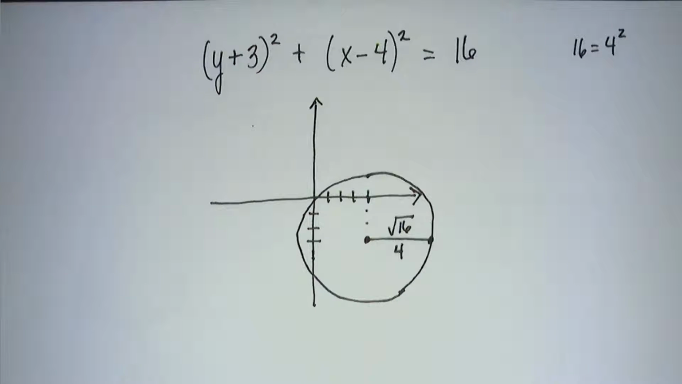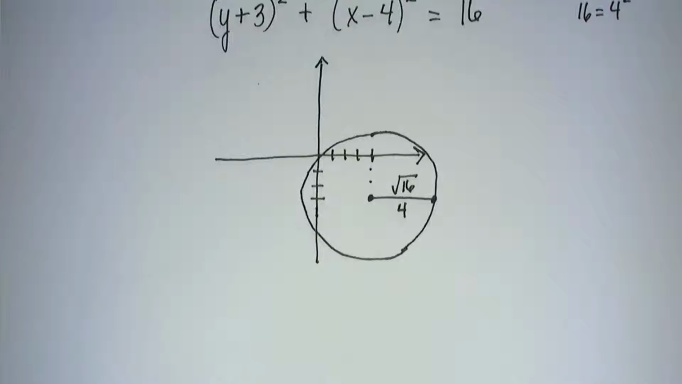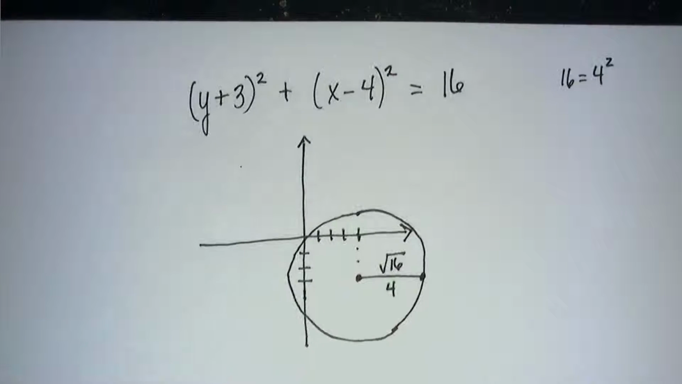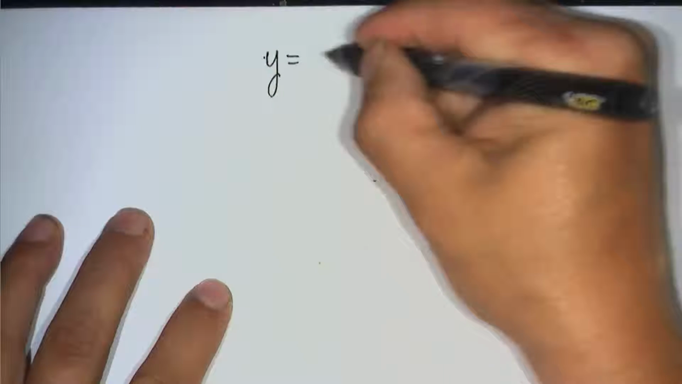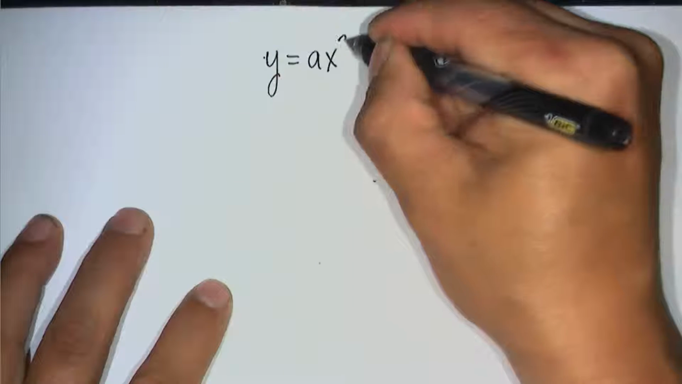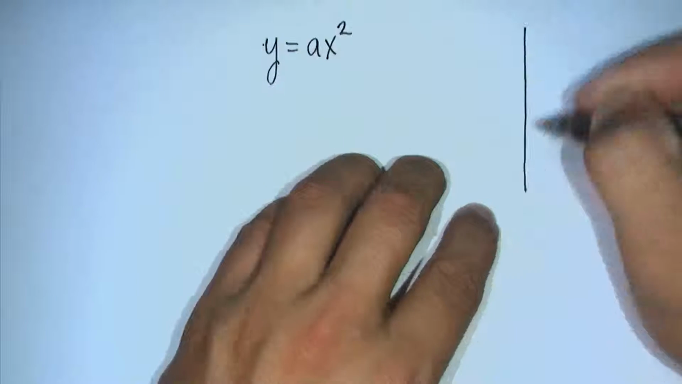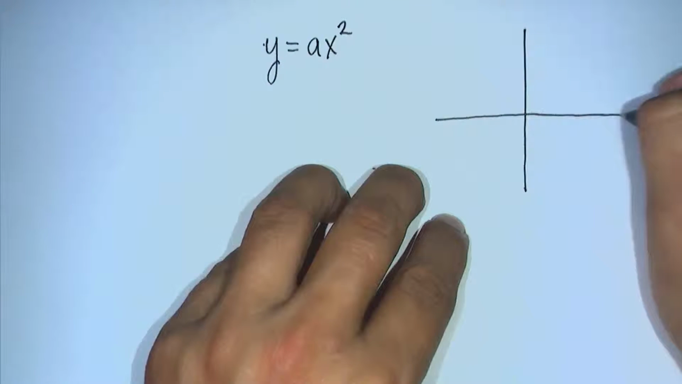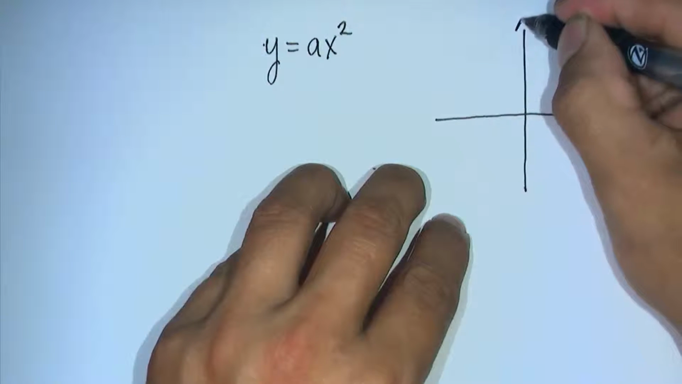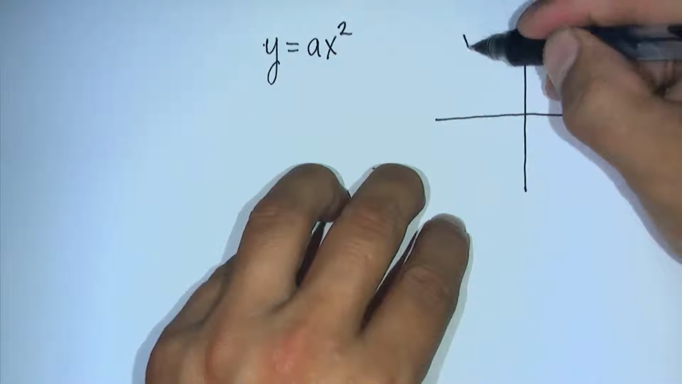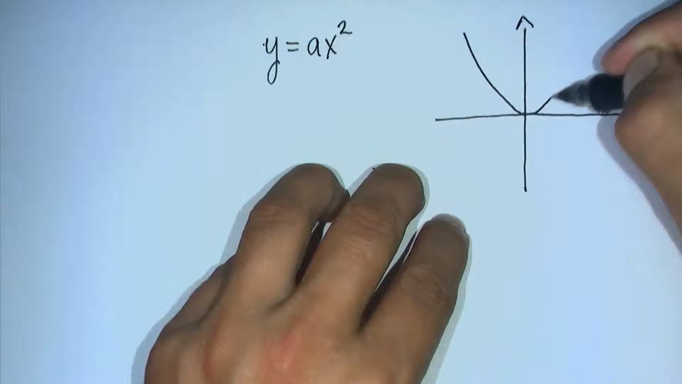Well, how does that affect our quadratic equation in vertex form? Well, that's exactly what it does. So let's look at our basic quadratic equation. The most basic quadratic equation we can think of, and that's going to be y equals ax squared, where a is a number I'm about to discuss. So this is just your basic y equals ax squared.